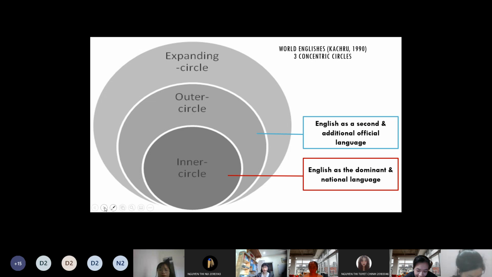Right. So how about Vietnam? Do you think Vietnam is in the outer circle? You think Vietnam is in the outer circle? No, Vietnam is in the expanding circle. Why do you think Vietnam is in the expanding circle but not the outer circle?